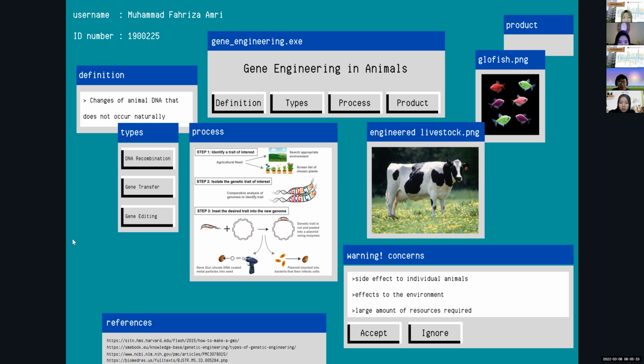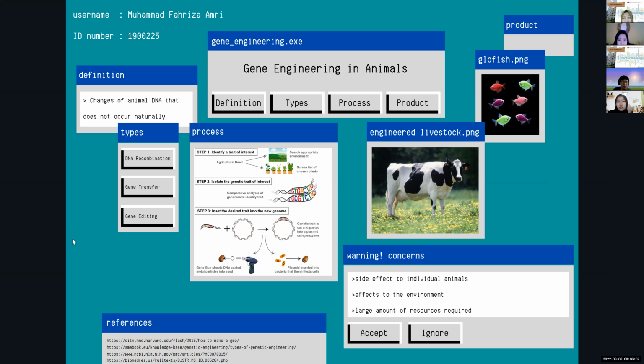we don't know how those genetic materials will interact with the body of the animal that we are editing. For example, if we edit their genetics to produce a certain protein, will that interact with the other proteins that are already inside the animals and cause harm to them? We don't know that. So that's one of the concerns. And then the other one is the effects on the environment.